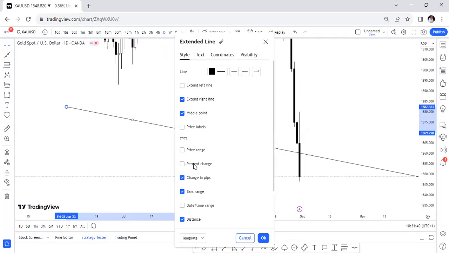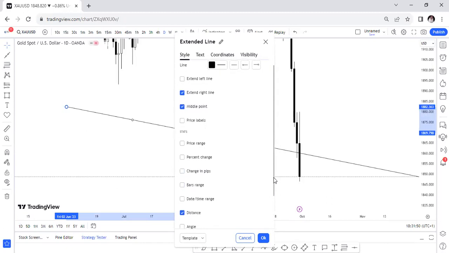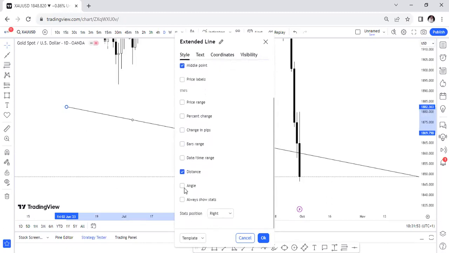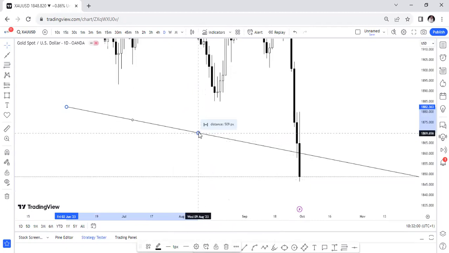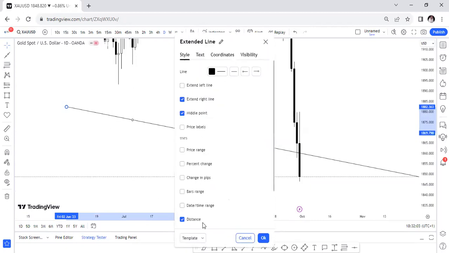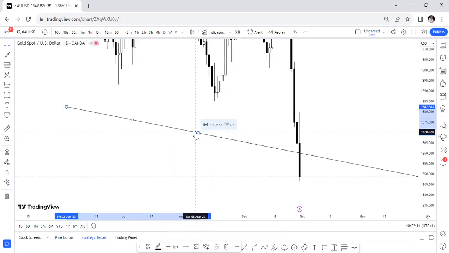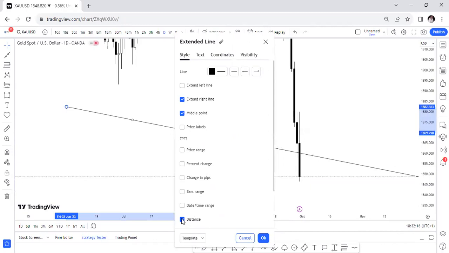You don't need the price range. You don't need percentage change. You don't need the change in pips. You don't need all these things. Just choose only extended right line, and then the midpoint. And even distance too, you may not even need distance. The angle too, you may not need it. Just okay. That's all you need. Let me see if there's... No, you don't need it.